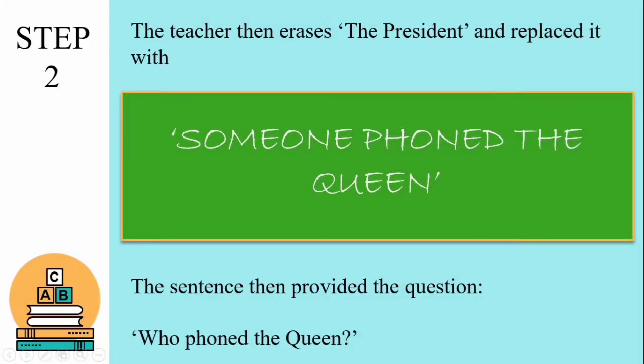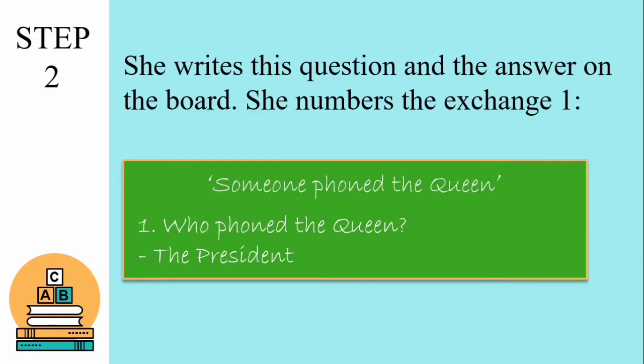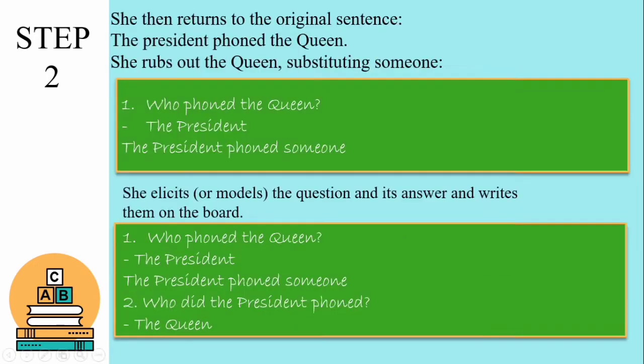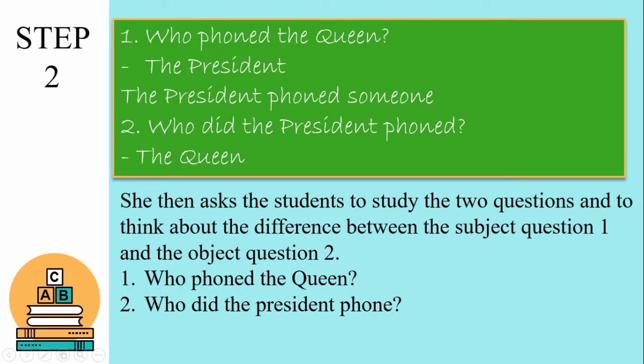In step 2, the teacher changes the president to someone, providing the question, "Who phoned the queen?" She writes it on the board with an answer. She then comes back to the original sentence and changes the queen to someone. She elicits or models the question and the answer and also writes it on the board. The teacher tells them to study the question and think about the difference between the subject question, which is number 1, and the object question, which is number 2.